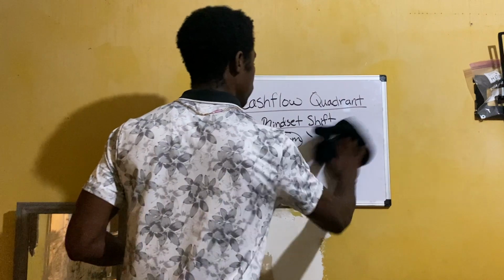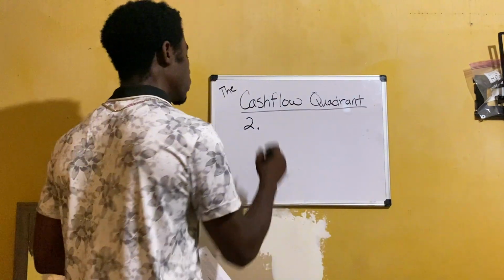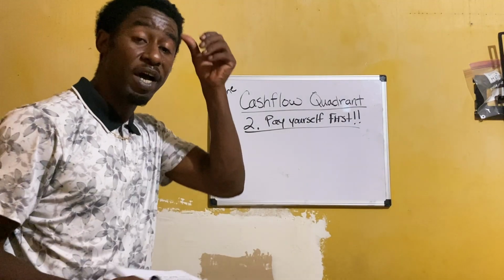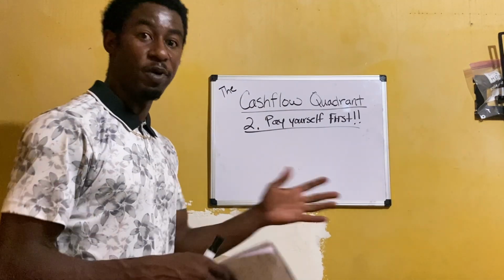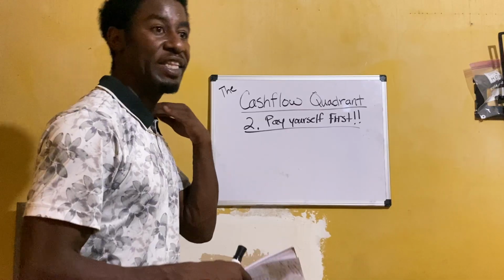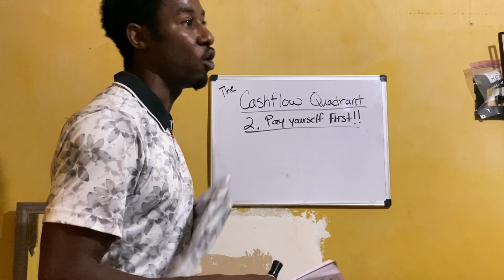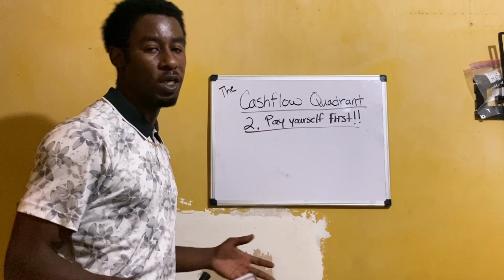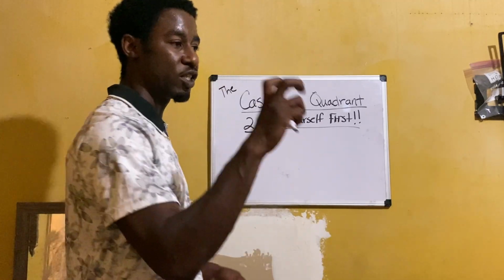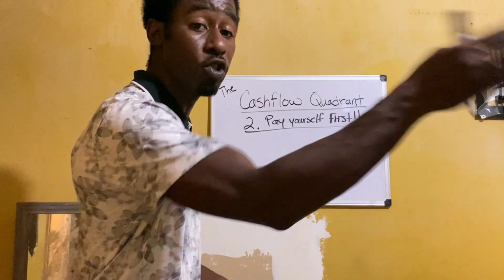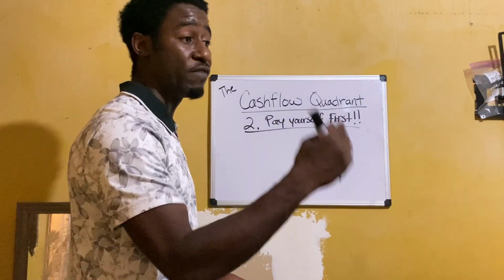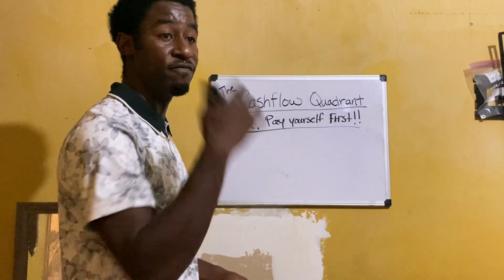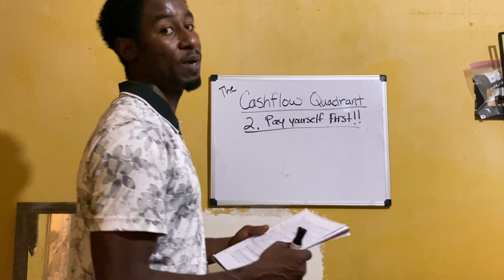On to number 2. Number 2, pay yourself first. And this isn't like going to buy Jordans before you pay your bills. This isn't buying liabilities. Paying yourself doesn't mean, oh, I'm gonna get my paycheck and go buy this TV because I'm paying myself. No, that's not what that means. Paying yourself means paying your future self. Invest in yourself first. That's what it means by pay yourself first.